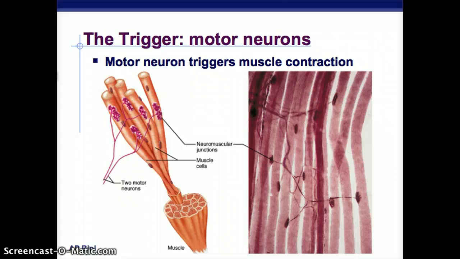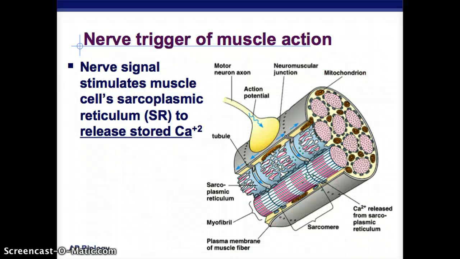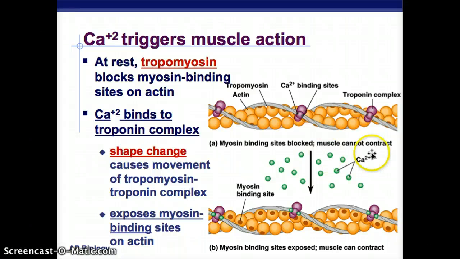Then a motor neuron says, hey, move it. And so it triggers a muscle contraction. That nerve signal stimulates the muscle cell's sarcoplasmic reticulum to release calcium. Then the calcium comes in, binds with the troponin, and then it starts moving. So here we're covering the binding sites. See, as we've got these holes on these orange balls. Then this starts moving because it's not sticking here anymore and opens up the myosin binding site. So then we can have the myosin head bind with the actin and pull it to the center of the sarcomere and contract.